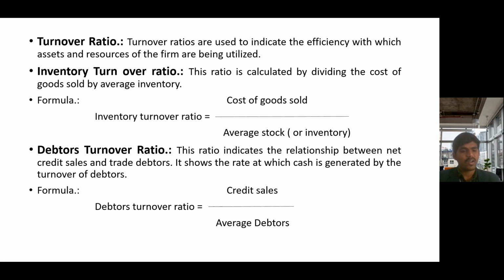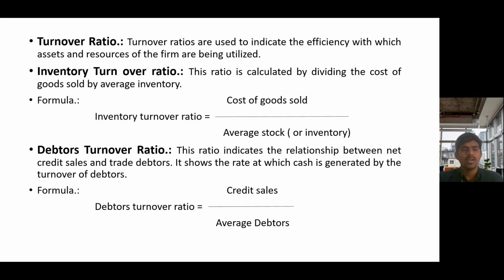And next is turnover ratio, a very important one. This is another classification of our ratio analysis. Turnover ratios are used to indicate the efficiency with which assets and resources of the firm are being utilized. It will indicate how much we are utilizing the assets and our resources, where we can generate our company's efficiency. So this is what the turnover ratio tells.